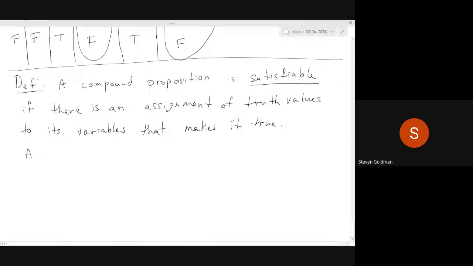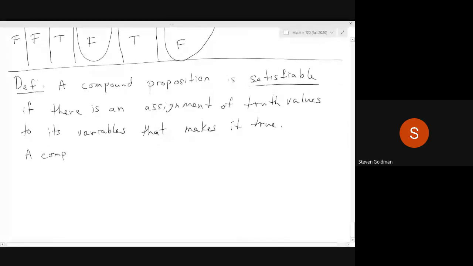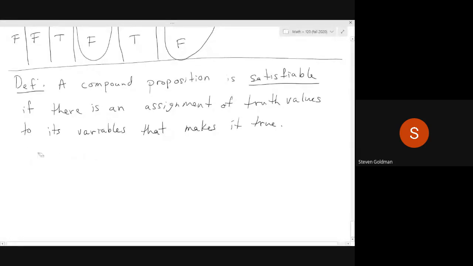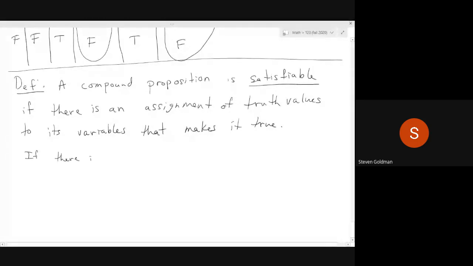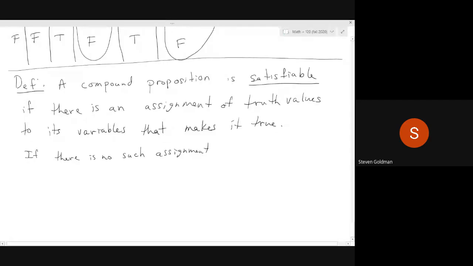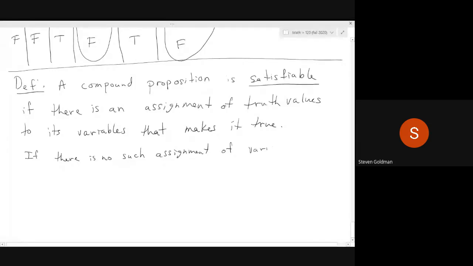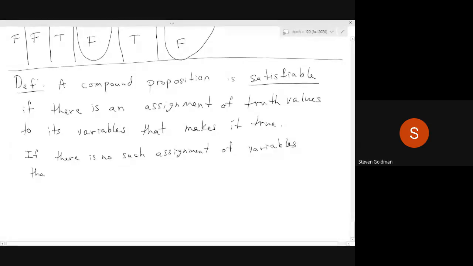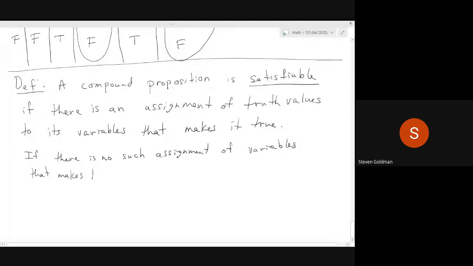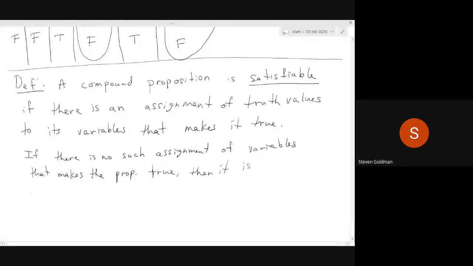Okay, so if there is no such assignment of variables that makes the proposition true, then it is unsatisfiable.